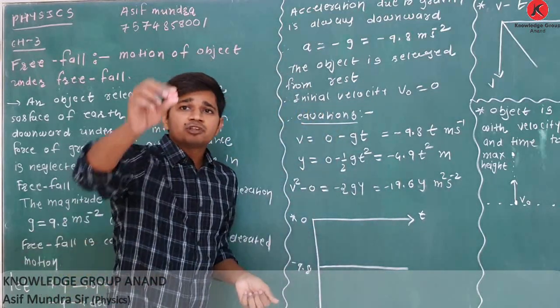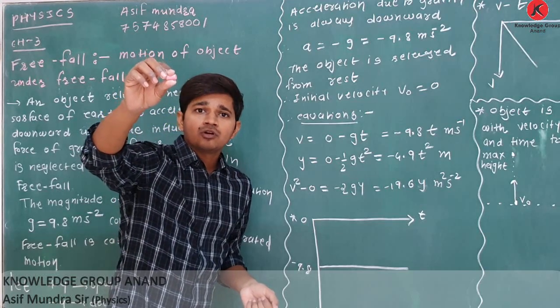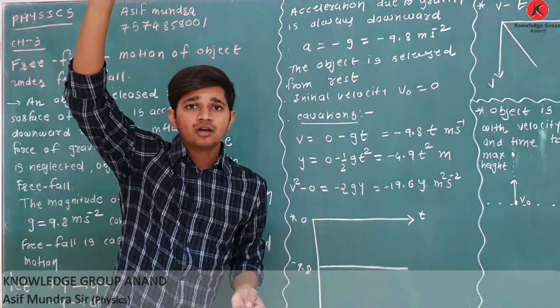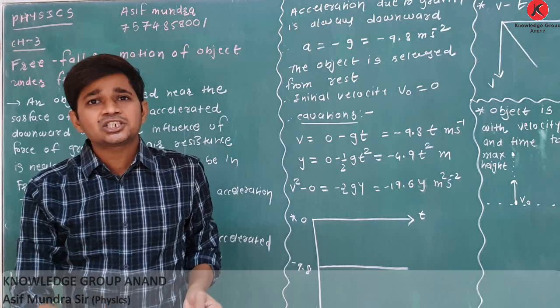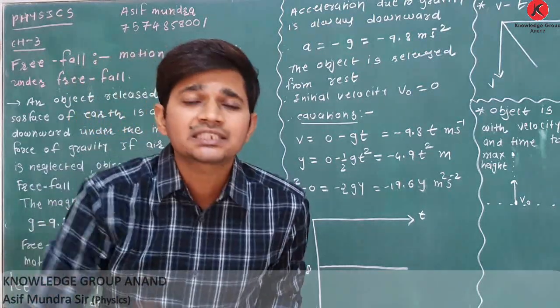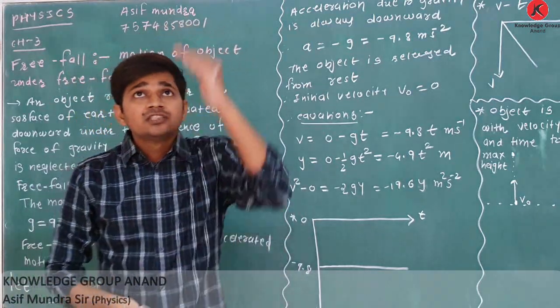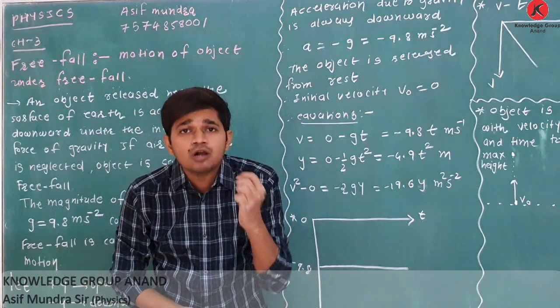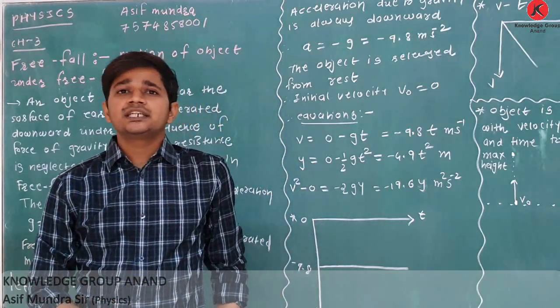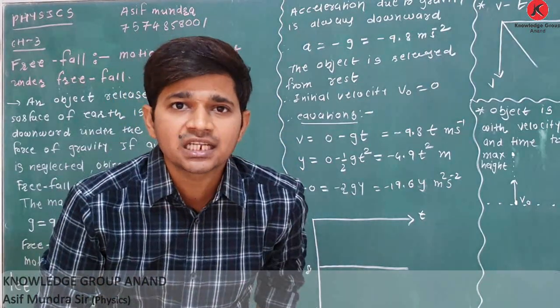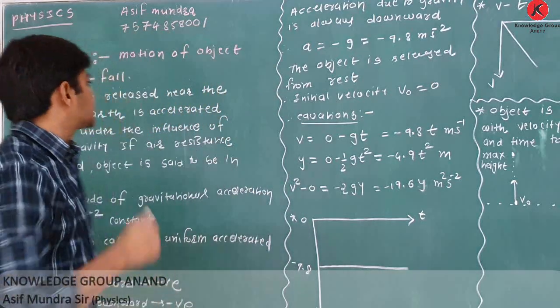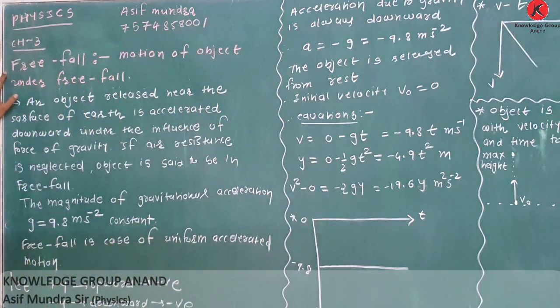So if I drop this chalk from this height, from the top of the building, then the acceleration of this chalk will be the same. So we can say this free fall is a case of uniformly accelerated motion.